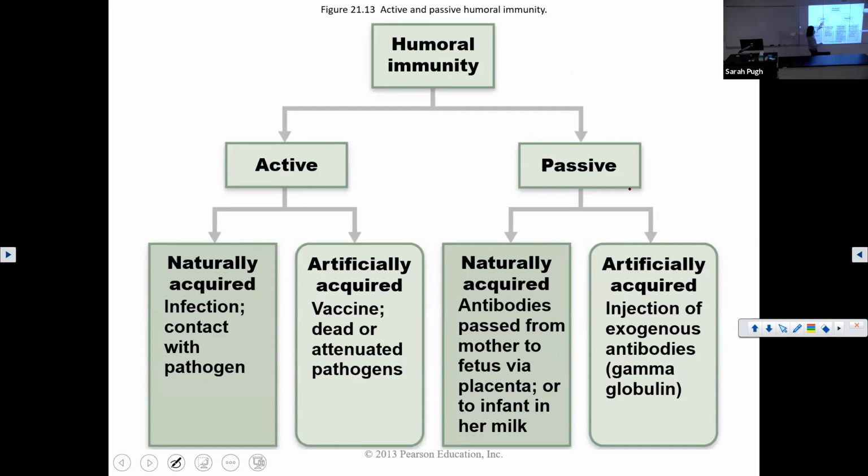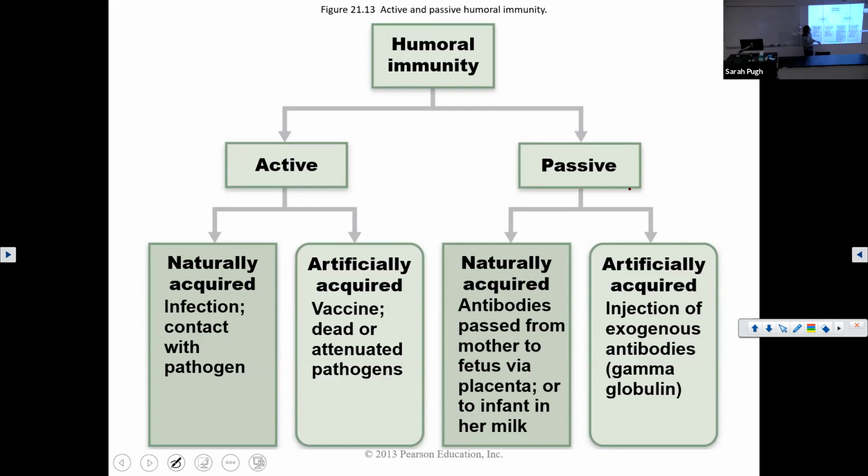So again, there's active and passive humoral immunity. Active means you are activating your memory cells. You are activating your B cells. Your body is making antibodies. You produce memory cells so that you have protection the next time you see it. Naturally acquired means you just got sick. Or artificially acquired means you got a vaccine.